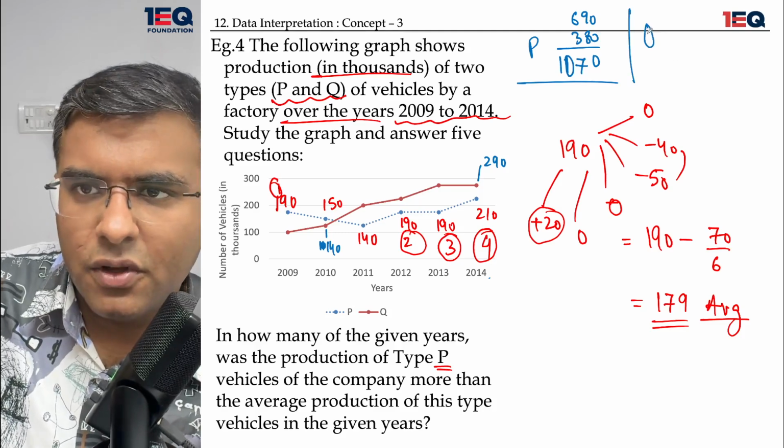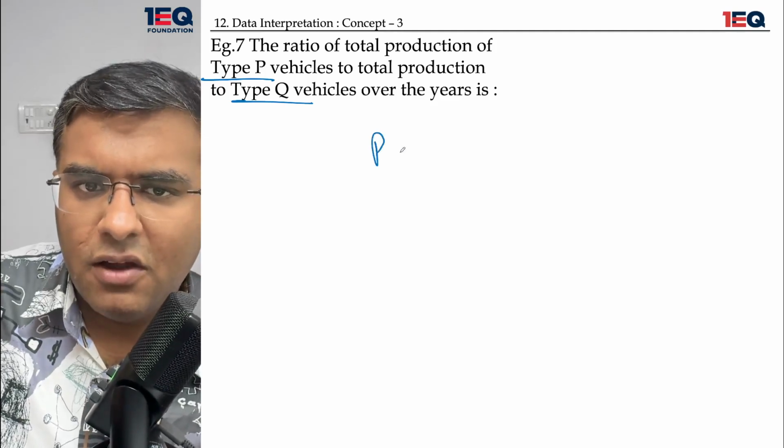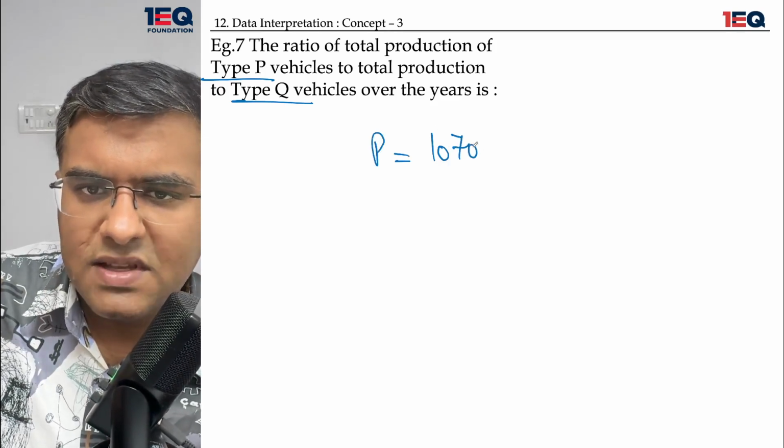Now I need to find out for Q. They are asking me the ratio. For P I have found out 1070. What about Q?